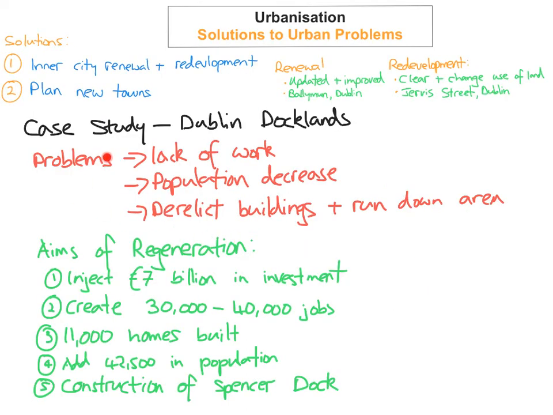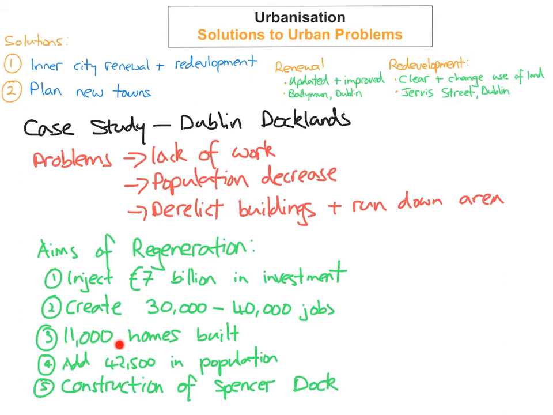So the regeneration of the Dublin Docklands, their aims for regeneration were as follows. They wanted to inject 7 billion in investment through public and through private investments. They wanted to create between 30 to 40,000 extra jobs in the area. They wanted 11,000 homes to be built, of which 2,000 would be used for social housing.